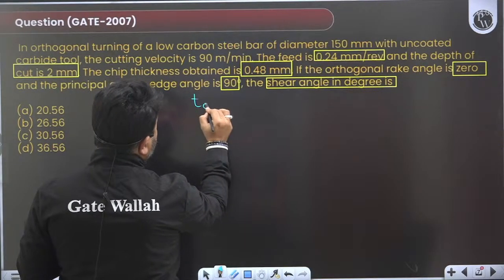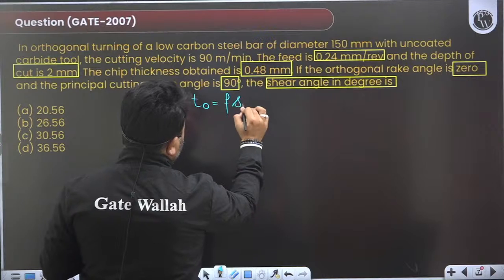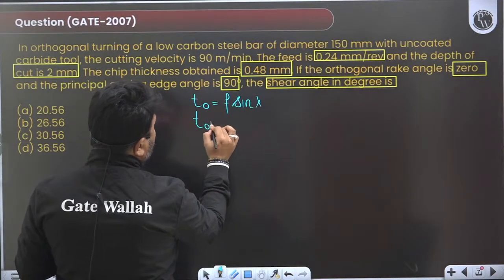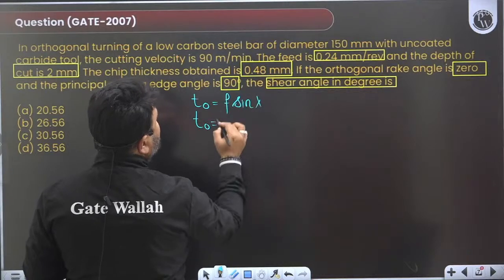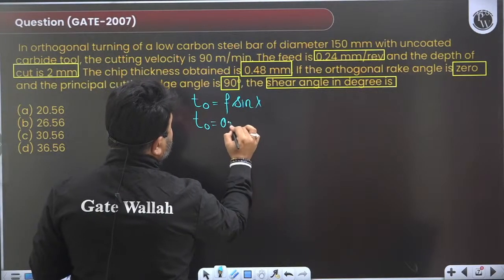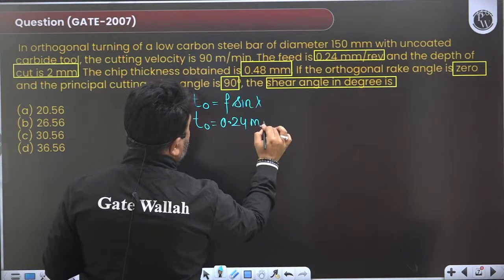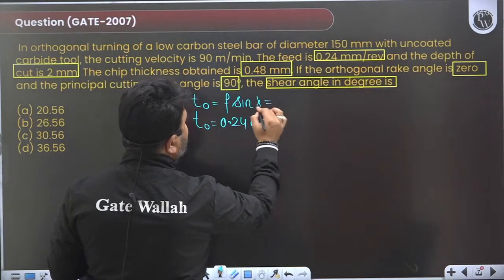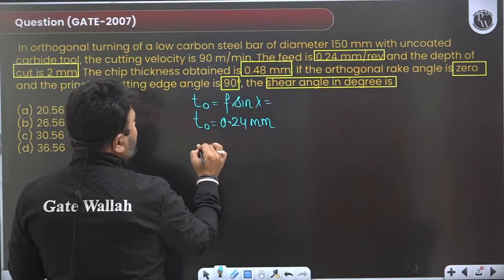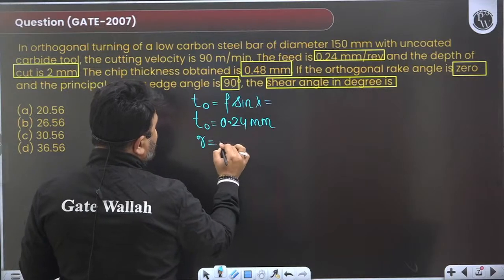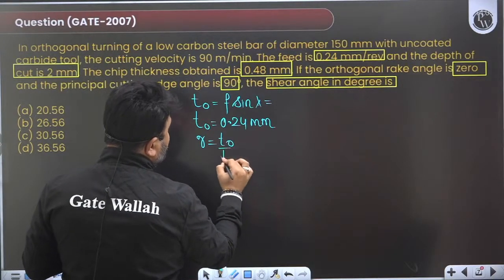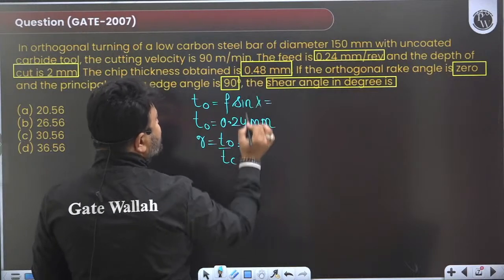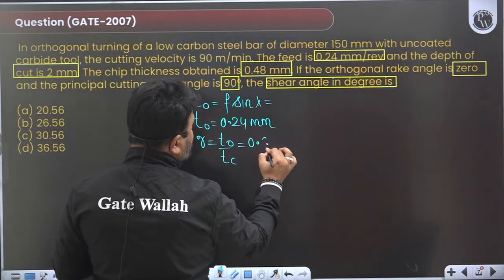So uncut thickness is f sine lambda. So t naught is f sine lambda, which is 0.24 mm, sine lambda, here lambda is 90 degree. And here is the r, that is t naught by tc. t naught is 0.24 and tc is 0.48, so it is 0.5.